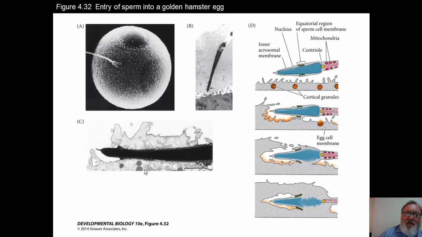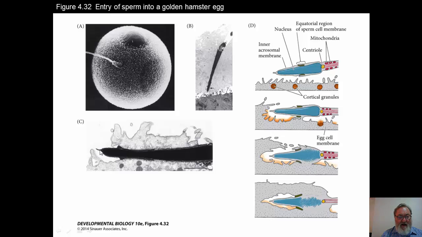Here we see the entry of the sperm into the golden hamster egg, and you can see in figure A that the sperm is going in sideways and it's penetrating and fused with the egg membrane. If you look at the bare area up here, that's where the polar body is forming now that the sperm has initiated the fertilization process. Here you can see it's also entering in through the jelly coat layer, and it's going in sideways. This is the egg membrane, and it is in the process of fusing.